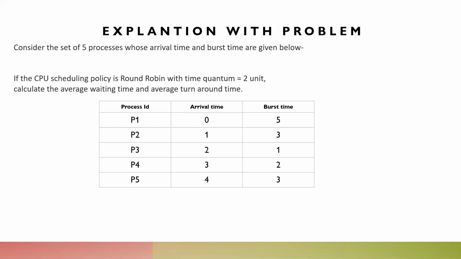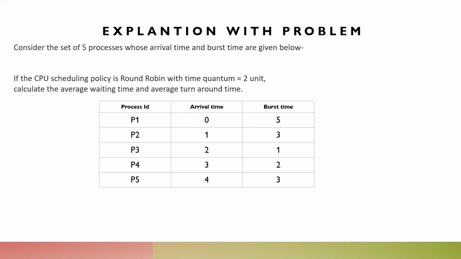Now, let us learn it with an explanation using a problem. Here we are considering five processes whose arrival time and burst time are given below. If the CPU scheduling policy is round robin with time quantum 2 units, calculate the average waiting time and average turnaround time. For process P1, the arrival time is 0 and the burst time is 5. For P2, arrival time is 1, burst time is 3. For P3, arrival time is 2 and burst time is 1. For P4, arrival time 3 and burst time 2. For P5, arrival time is 4 and burst time is 3.